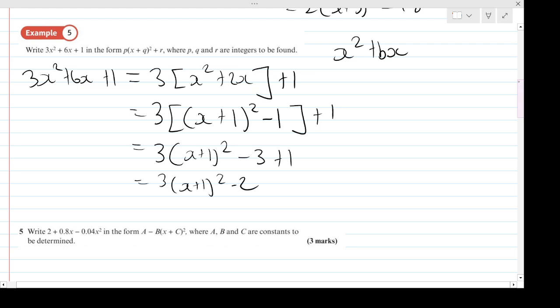And there we are. And you can notice then we got our answer in this form here. So we have a number p, which should be 3 if we compare. So p would be 3 in this case. In x plus q, well, q is clearly 1. And then we have a number r outside the brackets, which will be this minus 2 here. And there we are. We got it in this form here. And again, to reiterate, this particular form here is called completed square form, just to echo that.